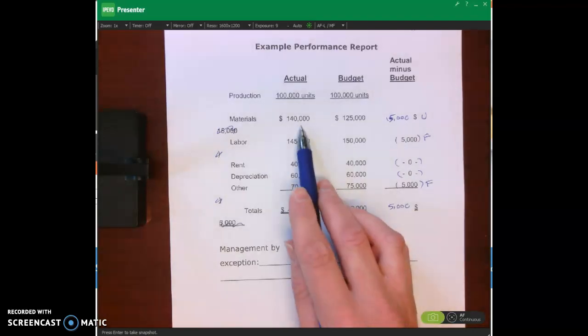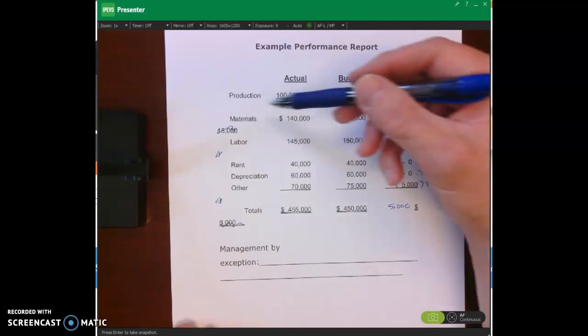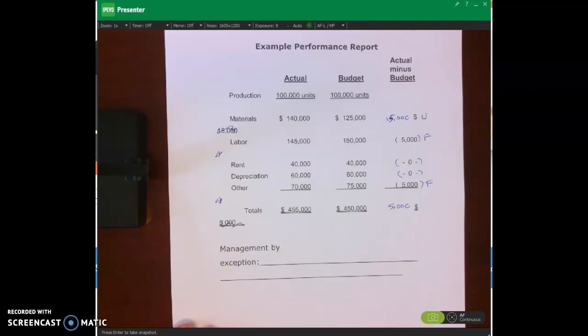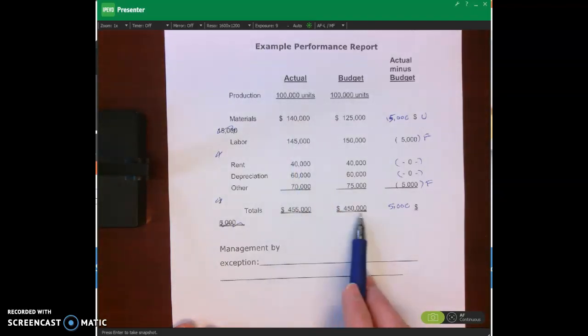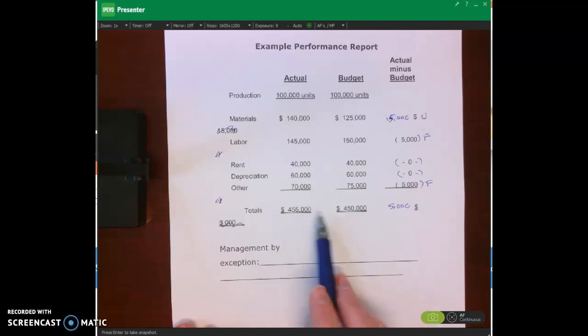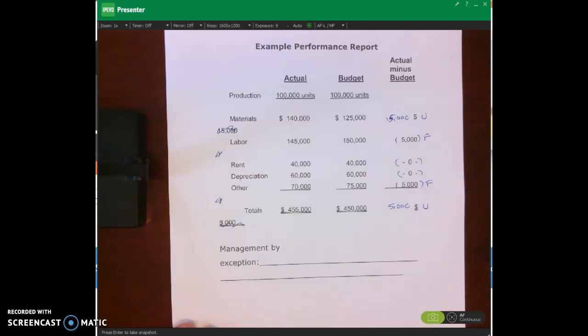And in this situation, we're only looking at expenses, not revenues, not income. In the real world, obviously, we'd be looking at revenues, expenses, and income. But just for purposes of explaining performance reports, we're just looking at expenses here. We have $455,000 in terms of actual expenses when we add up all these. And then we budgeted for $450,000. Actual expenses are higher than budget by $5,000. That is unfavorable.